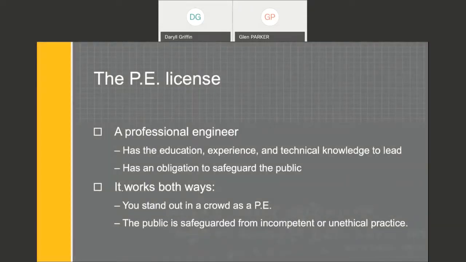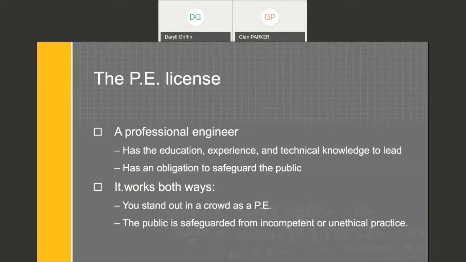Okay, so a professional engineer has proven that they have the education, the experience, and we'll talk about both of these in just a minute, and the technical knowledge to lead. And here's really probably the most important part. They have an obligation to safeguard the public. So it doesn't just say that you know what you're doing. It says that you are willing to take responsibility for what you do. And that's why it's required in certain cases.